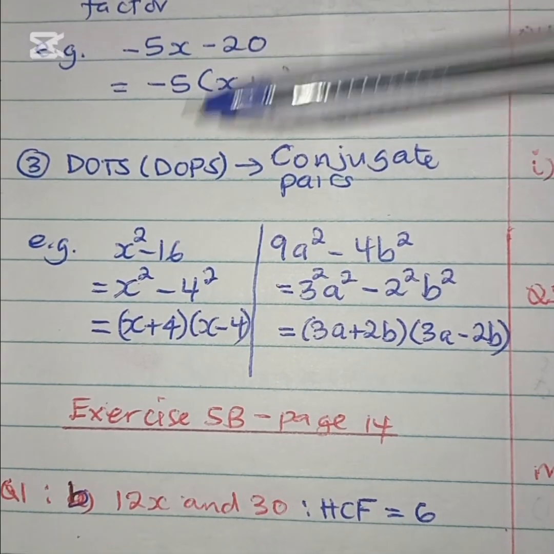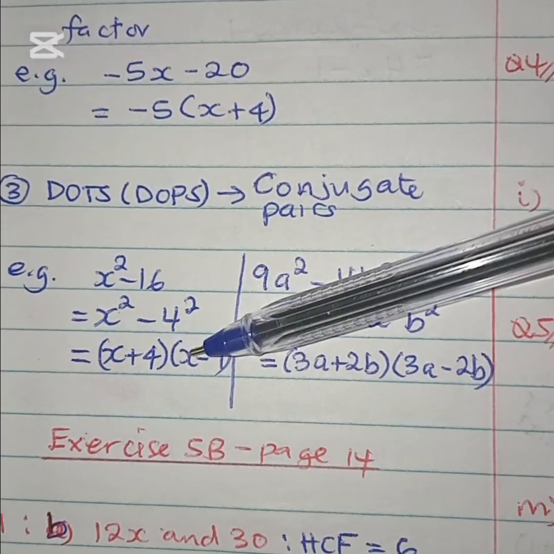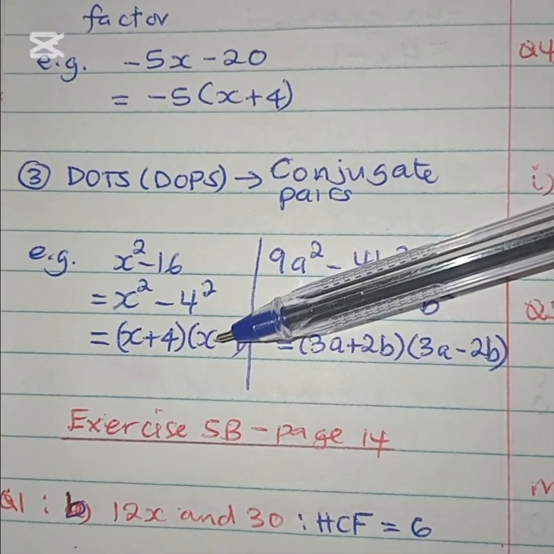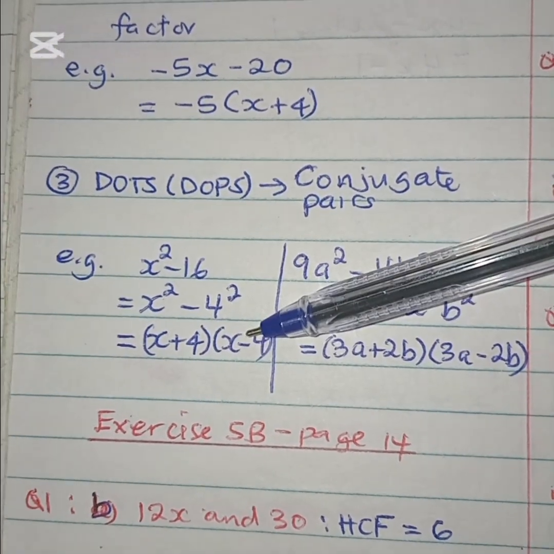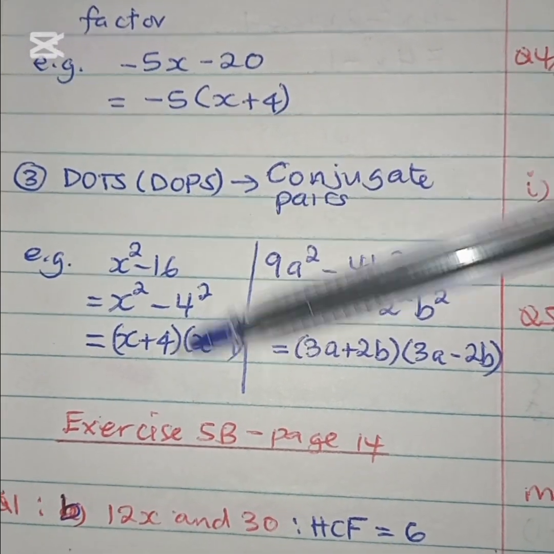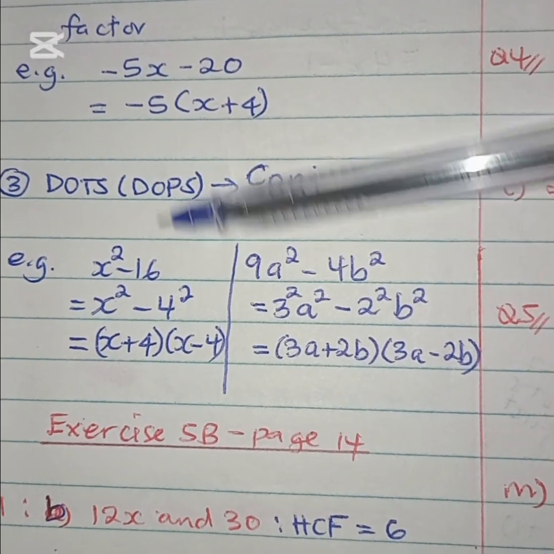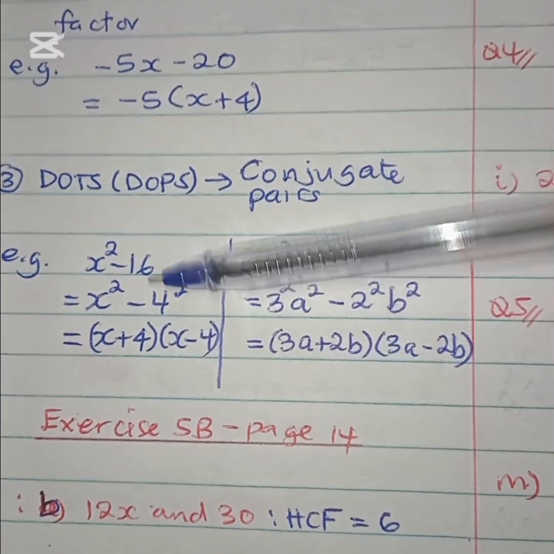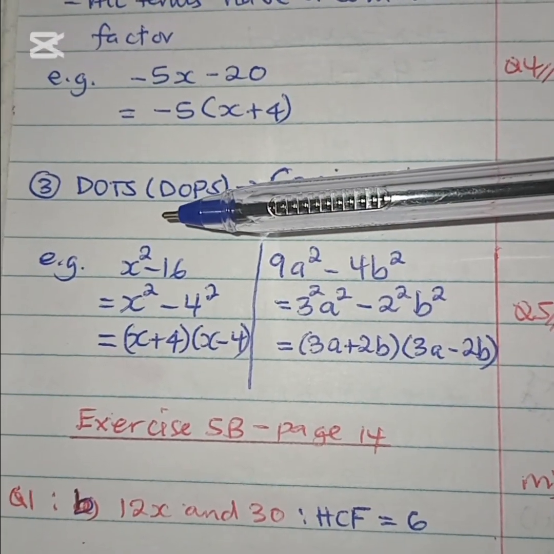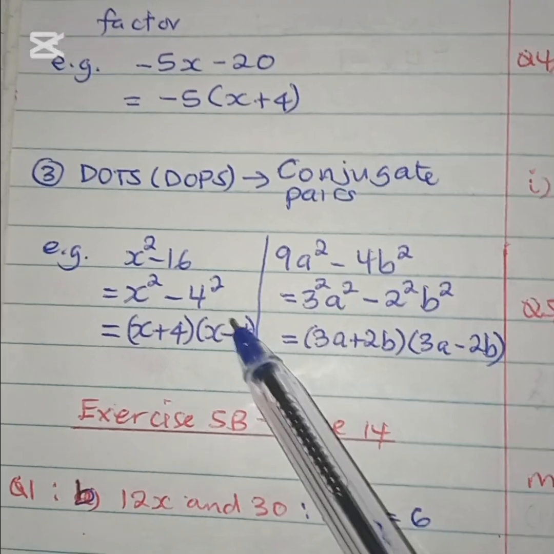Take note, in the previous video we were expanding conjugate pairs, which gave us the difference of perfect squares as the expanded answer. So now when we want to factorize, it is the opposite or the reverse process of expanding. So if you want to proof check your answer, you can go and expand the brackets again.